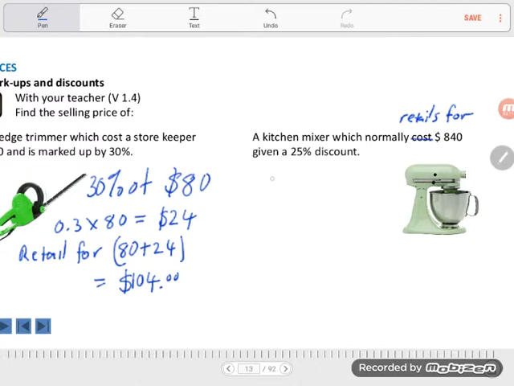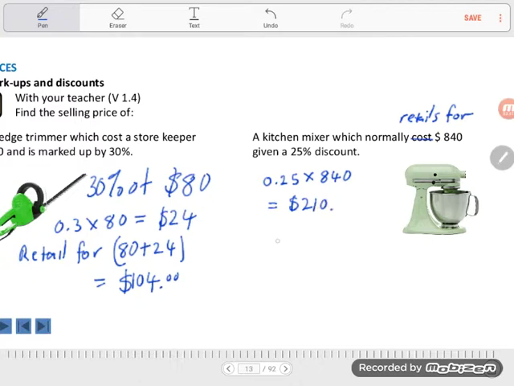Okay, so we're going to do 0.25 times $840, and using that trick again, I know that 10% of $840 is 84, so 25% is 84 plus 84 and 42. So what does that give us? 168, 172, 210, I believe. You might correct me about that if I got it wrong, but I think it's $210 discount.